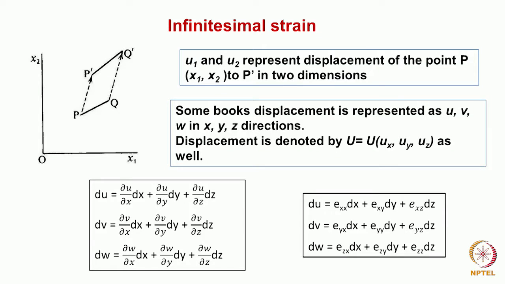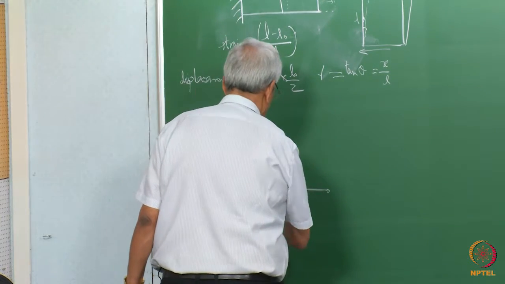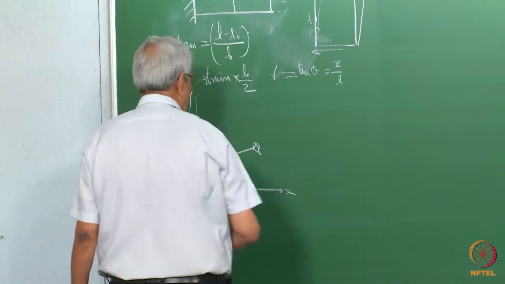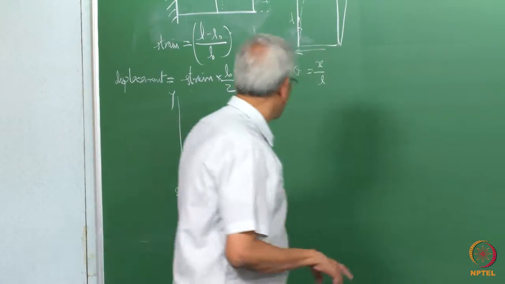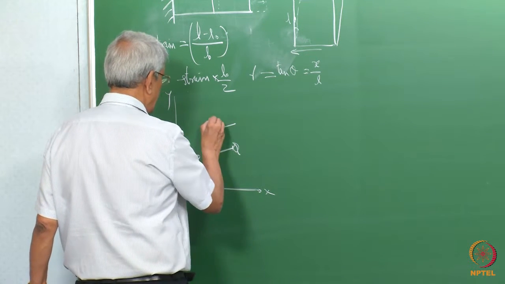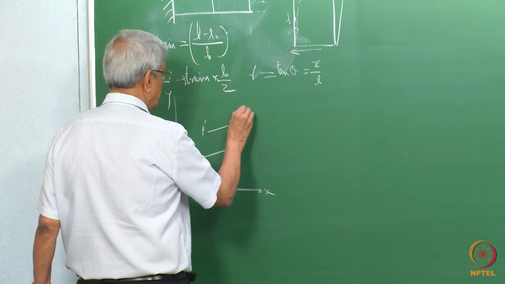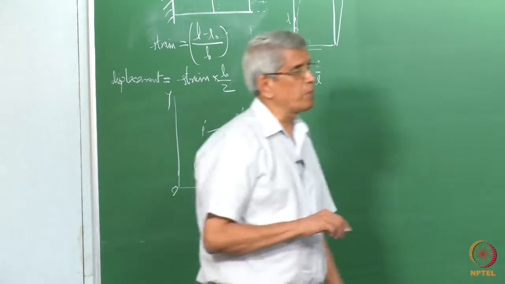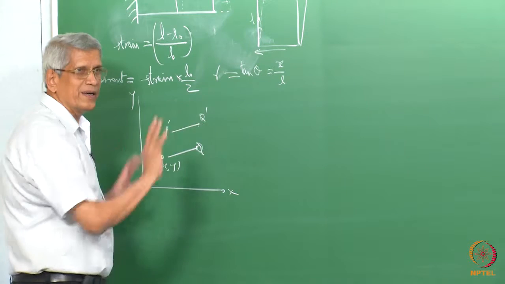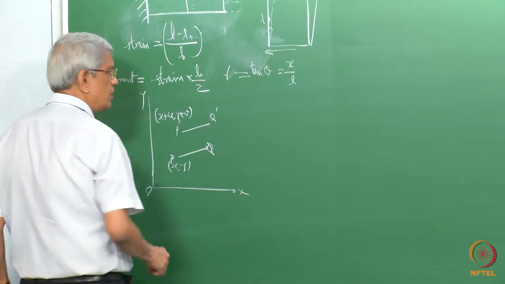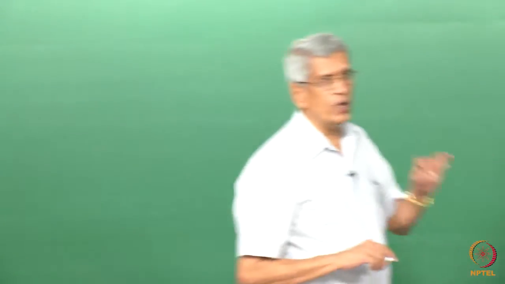How do we define an infinitesimal strain? With respect to a coordinate system, on the object we take a small vector PQ. By applying some stress there is a deformation: the point P, under the action of a force, moves to P dash, and Q moves to Q dash. Suppose x and y are the coordinates of the point P. The coordinates of P dash will be x plus u and y plus v, where u and v are the displacements. This is an exaggerated diagram; it could be very small.